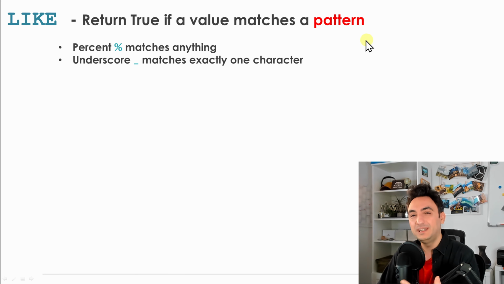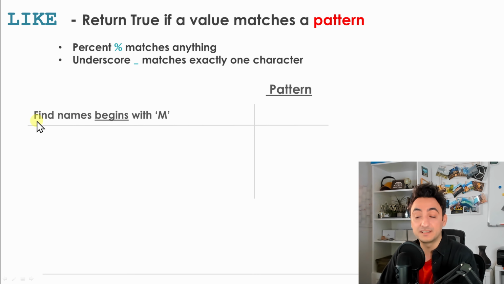So that means we need to build up a pattern in SQL. And in SQL, we have two tools in order to do that. We have the %, where we say it matches anything, or we have the underscore, which matches exactly one character. Now let's have the examples in order to understand that.